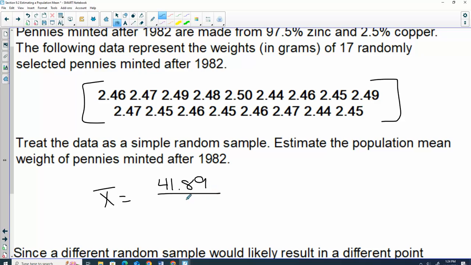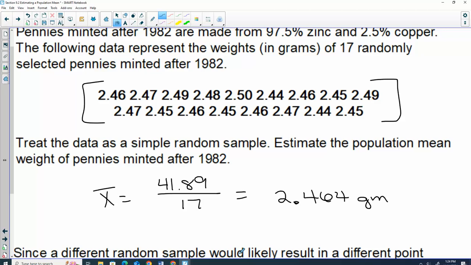Okay, I got it. That adds up to 41.89. Divide by the 17 pennies. And so I get a mean of about 2.464 grams. Okay, so that's my estimate for the population.